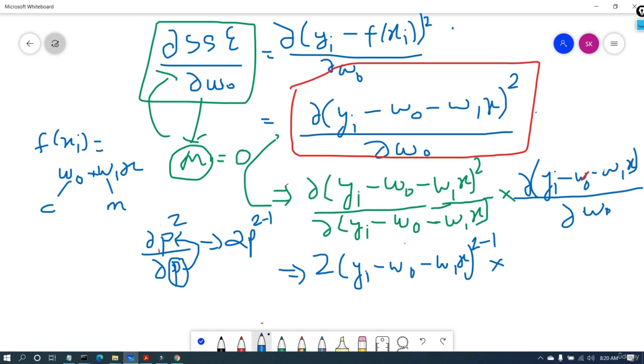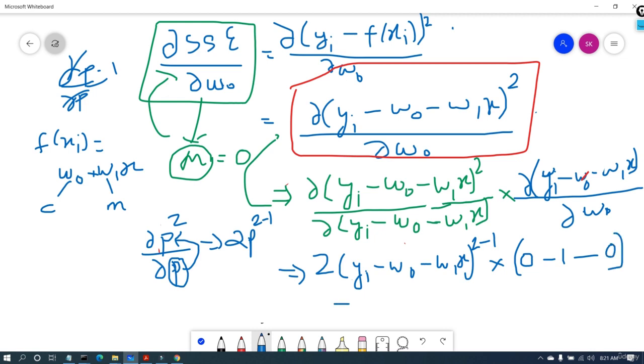Now yi here, you can clearly see yi with respect to omega naught is a constant, so that means its value will be 0. Minus, now omega naught with respect to omega naught is 1, because the derivative of p with respect to p, we can cancel, and it becomes 1. So the derivative of omega naught with respect to omega naught is nothing but 1. And similarly, the derivative of omega 1 x is a constant, because there is no existence of omega naught over here, so that is also 0.